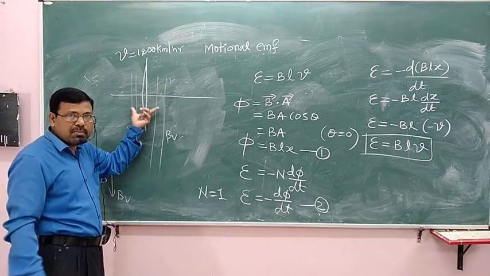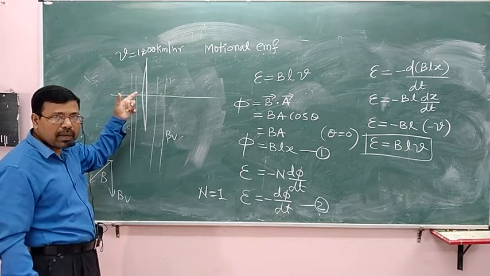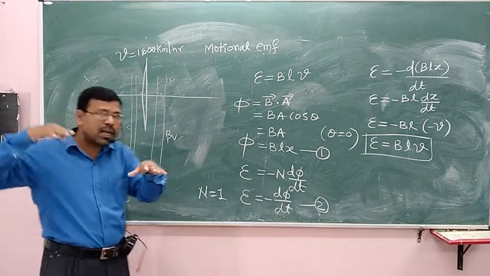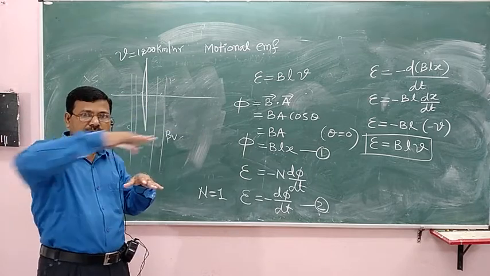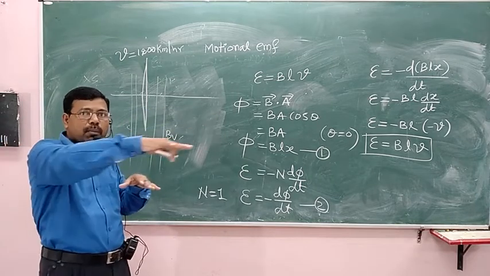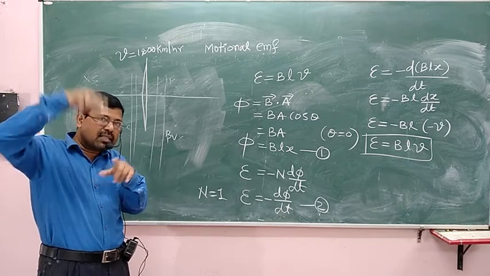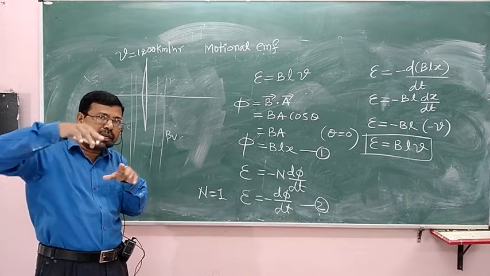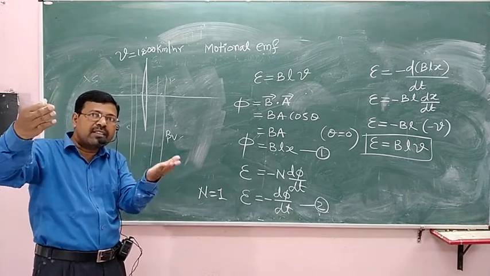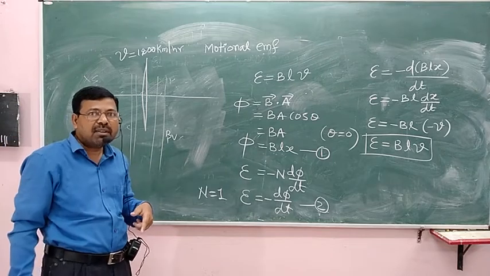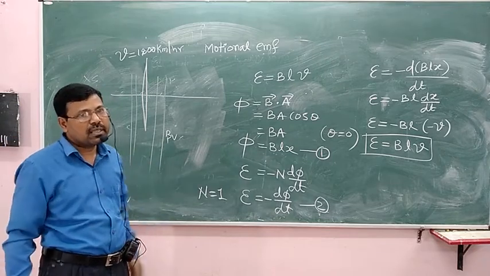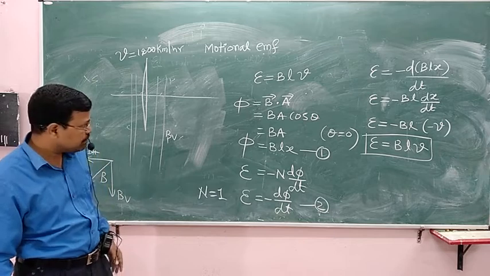The induced EMF produced in the aeroplane is motional EMF because, due to motion of the aeroplane, the magnetic flux, that is the vertical component of the Earth's magnetic field linked with the aeroplane, changes. Therefore, EMF is generated, which we call induced EMF.